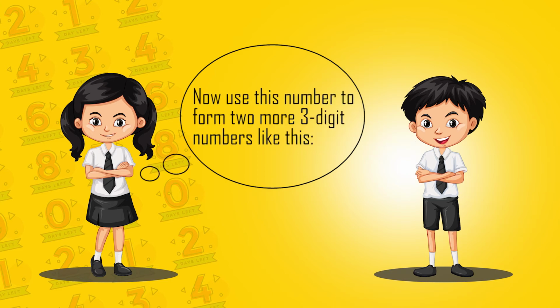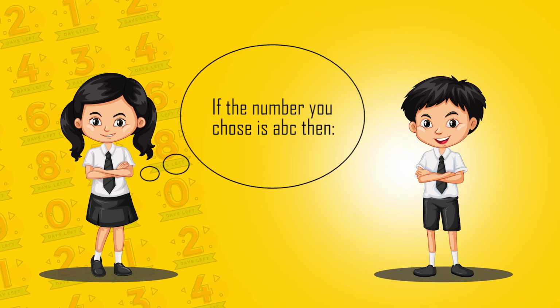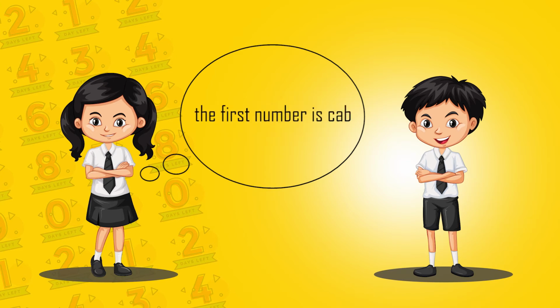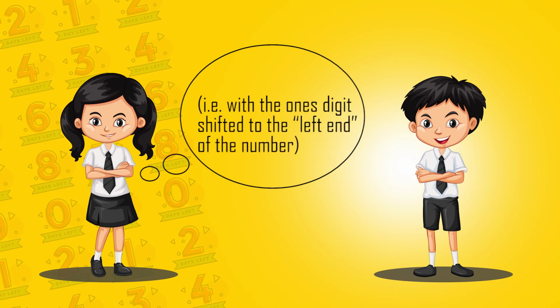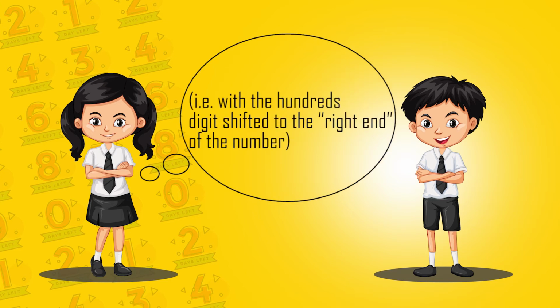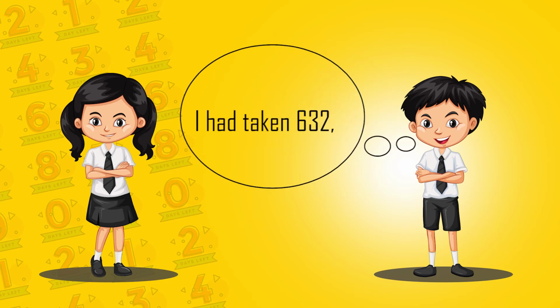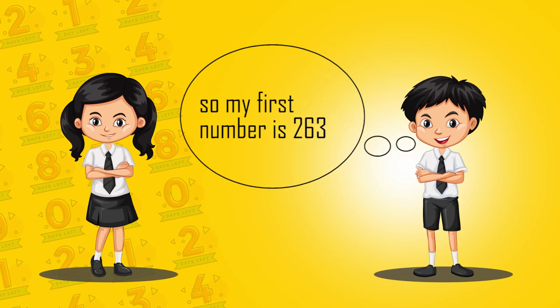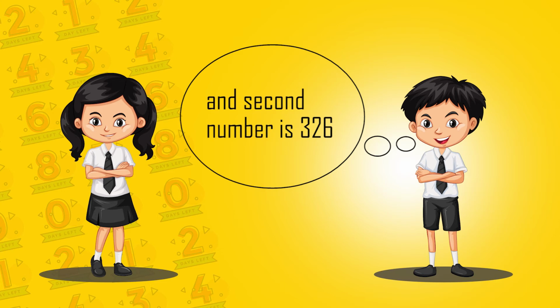Now, use this number to form 2 more 3-digit numbers like this. If the number you choose is ABC, then the first number is CAB. That is, with the ones digit shifted to the left end of the number. The other number is BCA. That is, with the hundreds digit shifted to the right end of the number. I had taken 632. So my first number is 263 and my second number is 326.